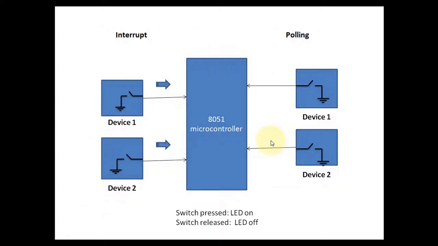Let's see it graphically. Consider we have two devices. For these two devices we are using the polling method, and for these two devices we are using the interrupt method. Suppose I have written logic like this: if I press a switch, either of the switches, the LED will turn on, and if I disconnect the switch, the LED will go off. The same applies to these two switches. So switches are here acting as an external event given to the microcontroller. You can consider them as external devices.